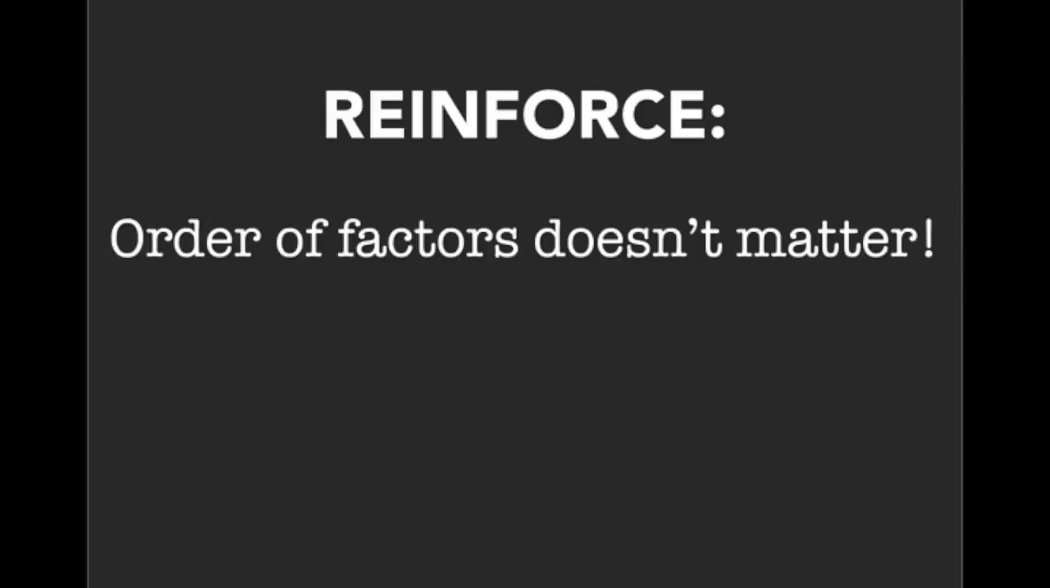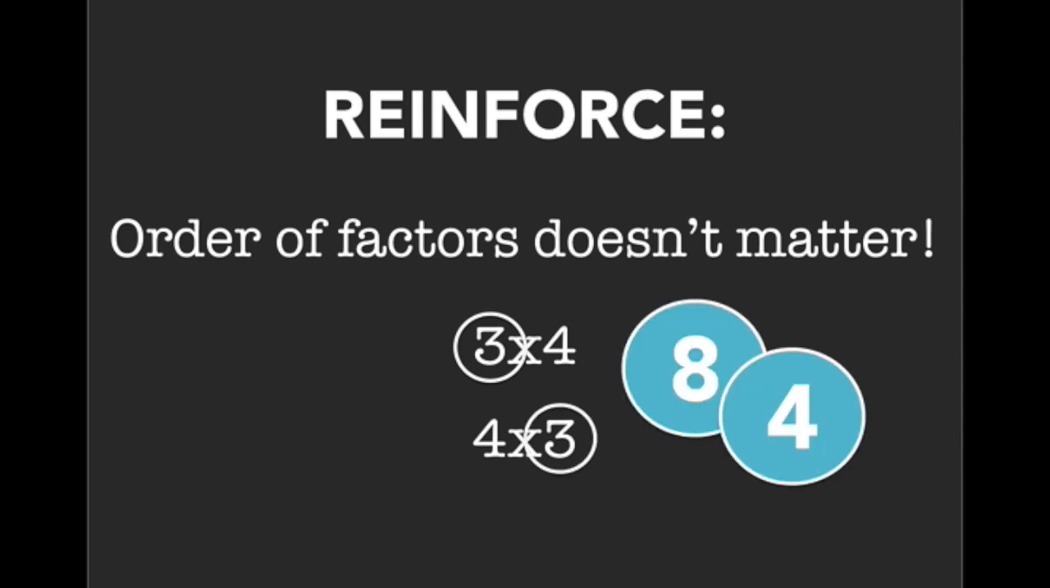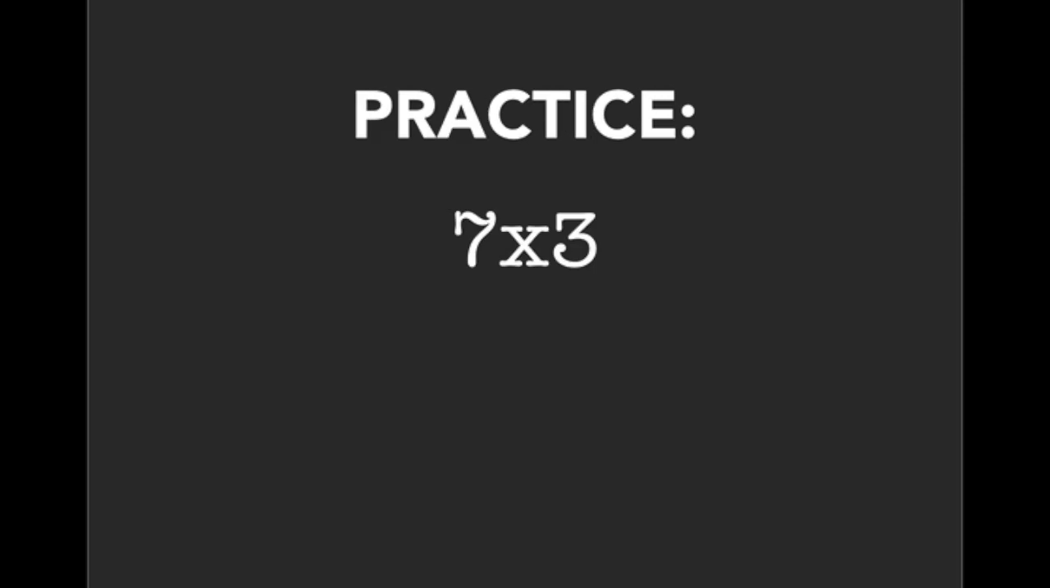Always reinforce to your students that the order of the factors doesn't matter. When it comes to multiplication, it does not matter. So for example, the equation 3 times 4 is the exact same as 4 times 3. No matter where the 3 is in that equation, we can still think the double plus one more group. In this case, the double of 4 is 8, plus one more group of 4 makes 12.